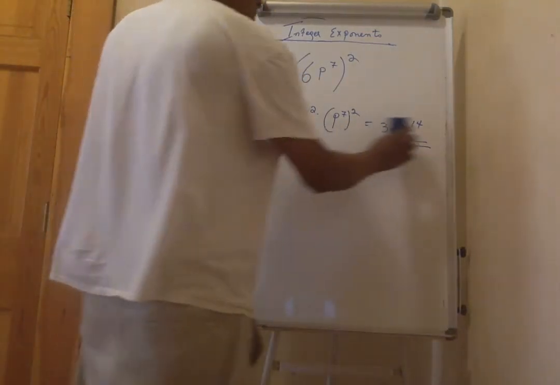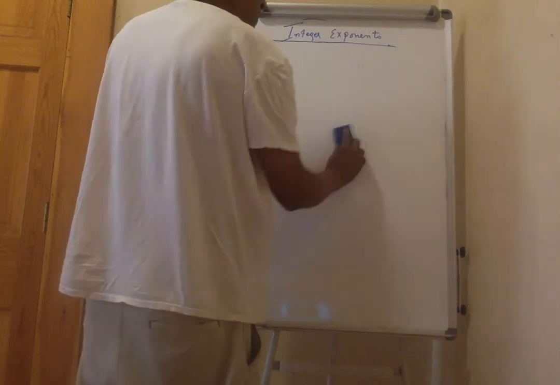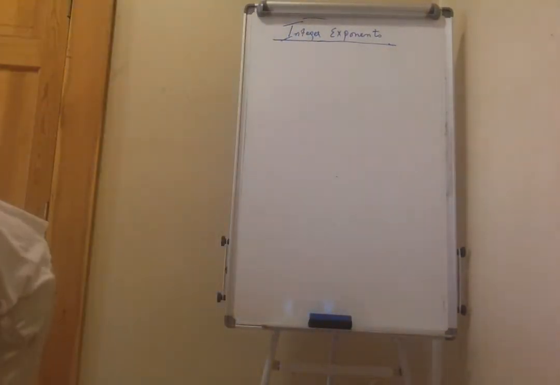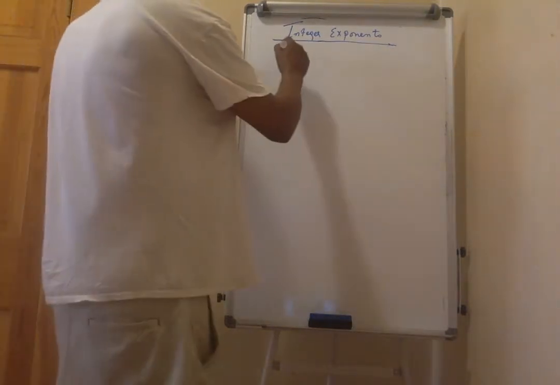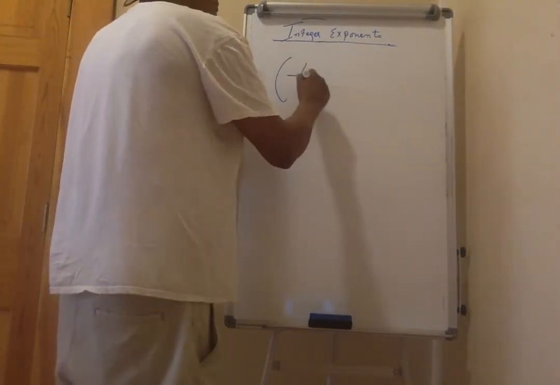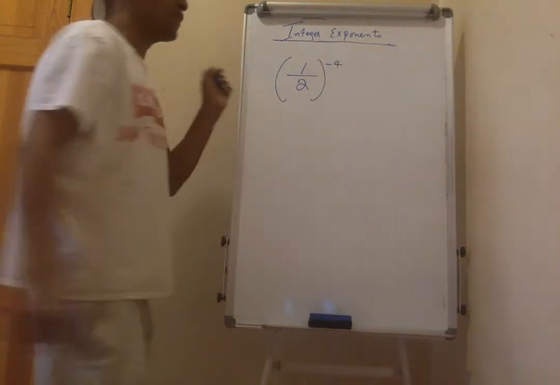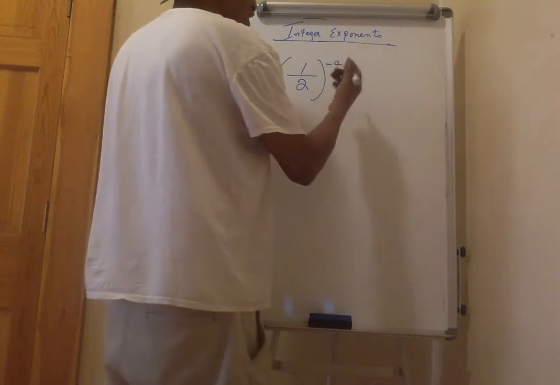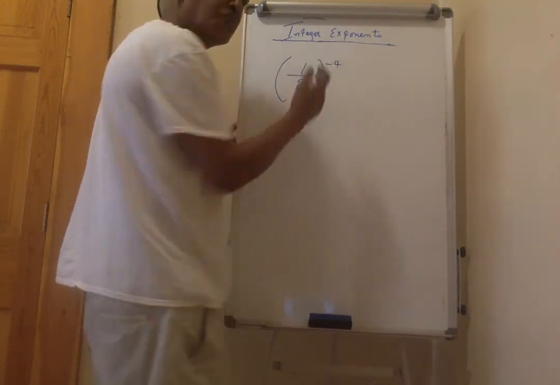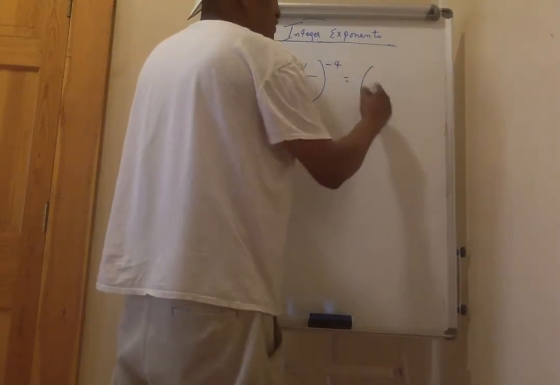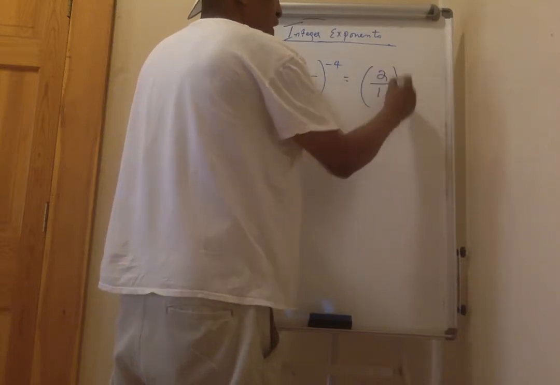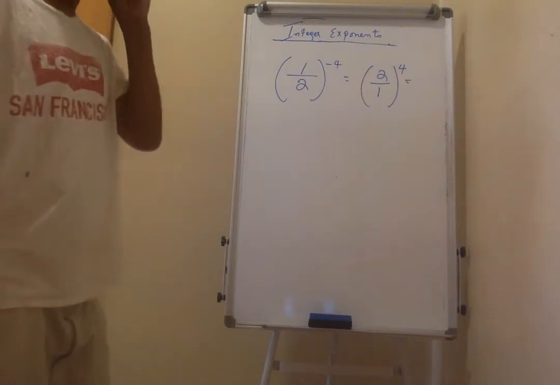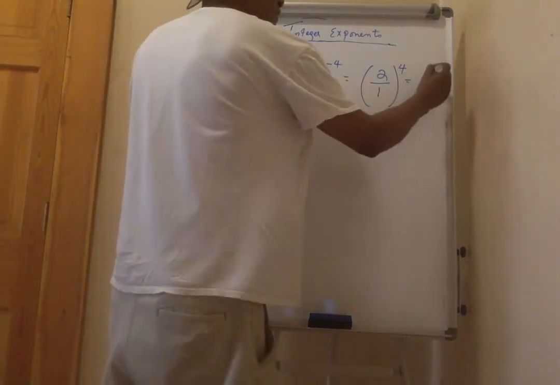Let me do a couple more exercises on negative exponents. And we might suppose now I have 1 over 2 to the negative 4. What would you do? This is the same as saying 1 to the negative 4 and 2 to the negative 4. Or you can say what? 2 over 1 to the power of 4, right? And that will give us 16.